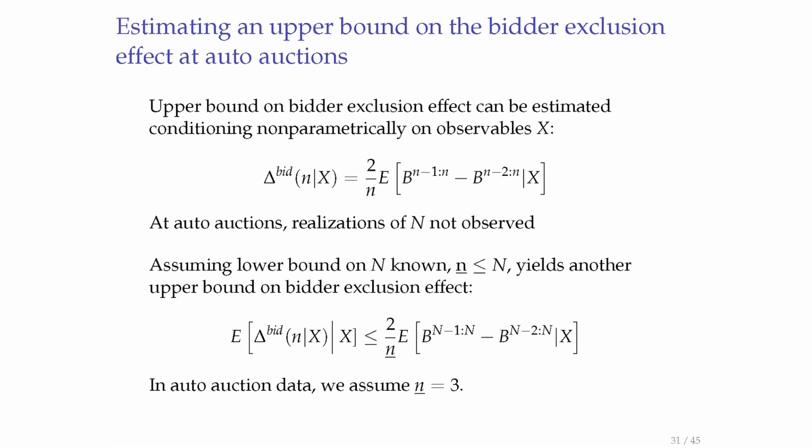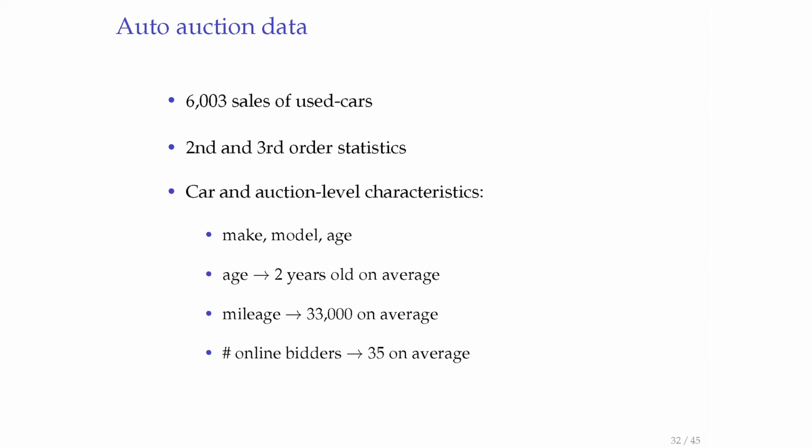And auto auctions are interesting because you don't observe the number of bidders, as I stated. But we can compute an upper bound on the bidder exclusion effect, averaged over all the number of bidders who must have been there, by just taking the expected gap of second and third order stats and scaling it by 2 over n lower bar, which we're going to assume is 3 bidders here, the most conservative estimate you could make given that we observed a third order statistic. We know we observed at least 3 bidders there. And we can compute based on different characteristics. So this is just to illustrate you can do this controlling for any characteristic you pick.